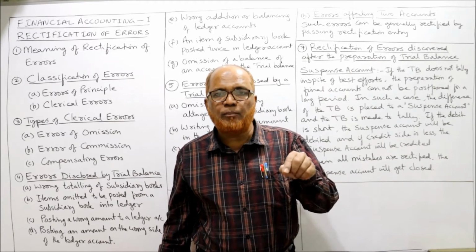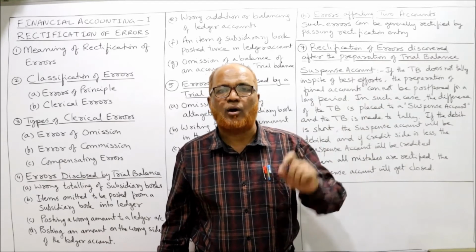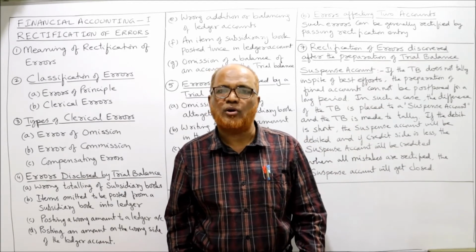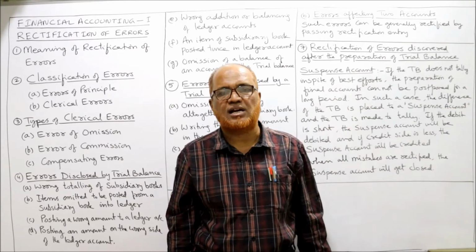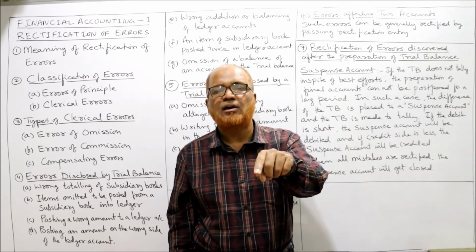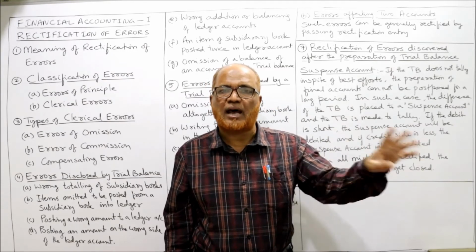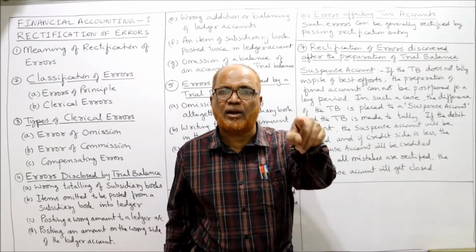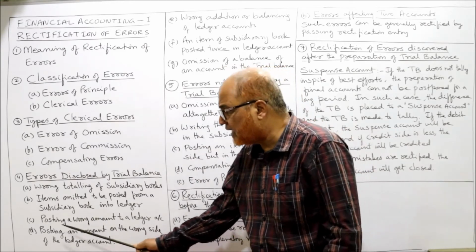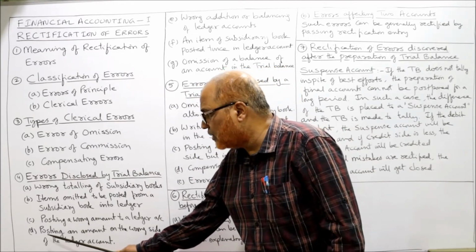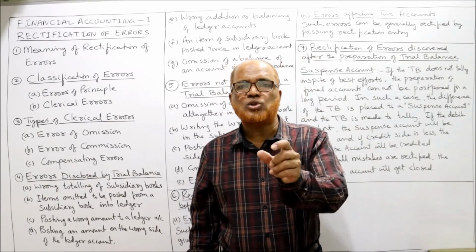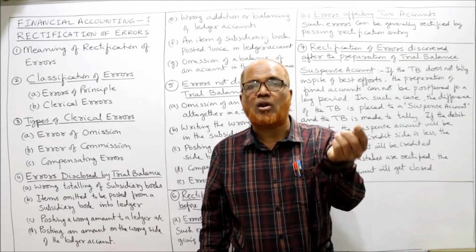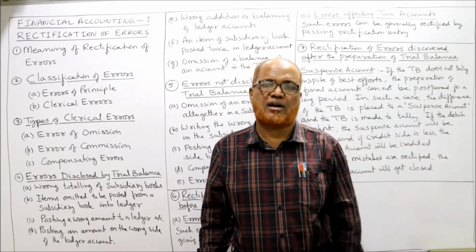You have wrongly posted an amount in an account, in a ledger account. Wrong amount. Instead of taking 3000, you have taken 30,000 in C's account. Again, this error will be disclosed in the trial balance. The trial balance will not tally on account of this error. Next one, D point. Posting an amount on the wrong side of the ledger account.